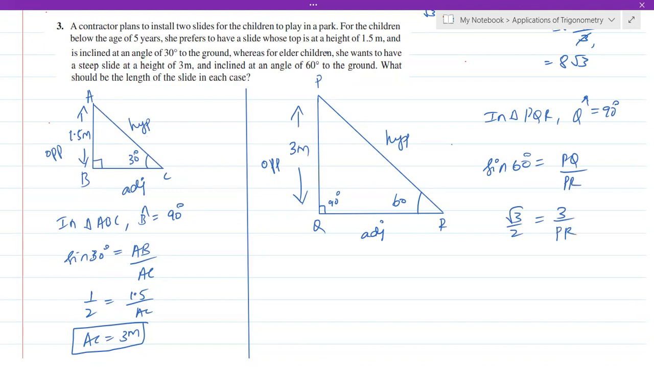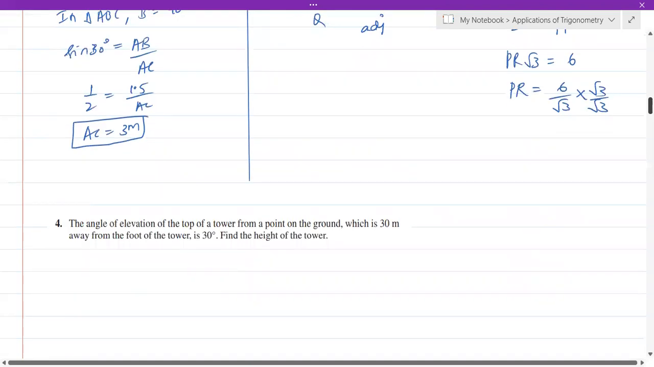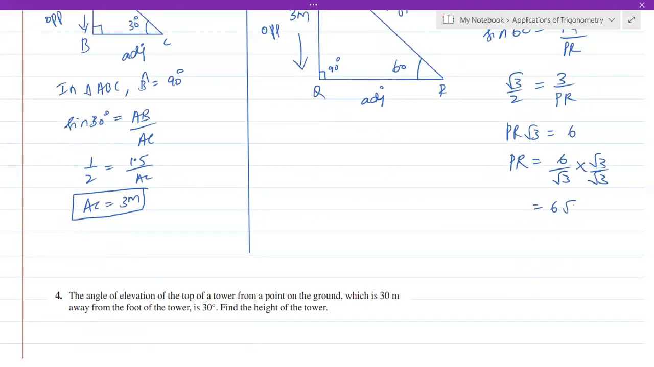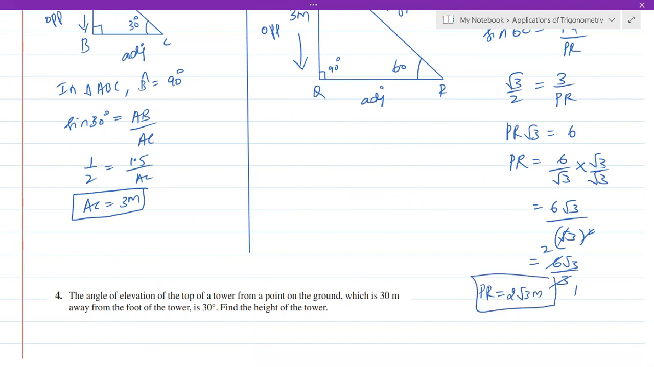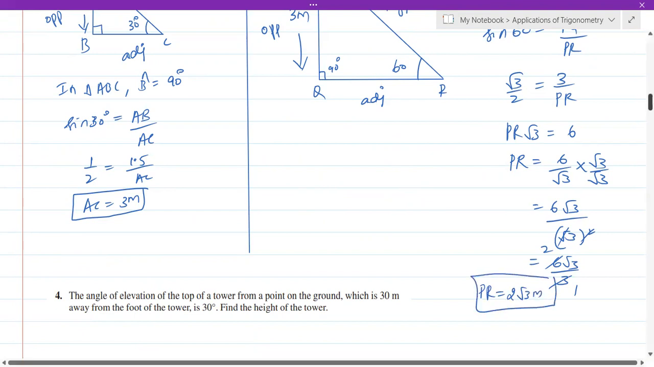So let's cross multiply it. PR into root 3 is PR root 3. 3 into 2 is 6. Therefore, PR becomes 6 by root 3. We are not supposed to have an irrational number in the denominator. So let's rationalize it. So it becomes 6 into root 3 is 6 root 3. Root 3 into root 3 is root 3 square. So square and root get cancelled. So we are left with 6 root 3 by 3. So we can cancel: 3 ones are 3, 3 twos are 6. Therefore, PR becomes 2 root 3 meters. That's the length of the bigger slide.